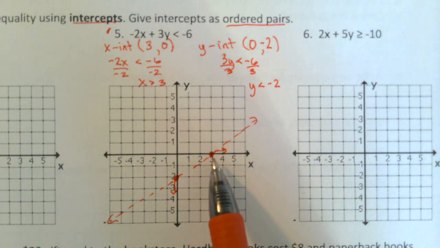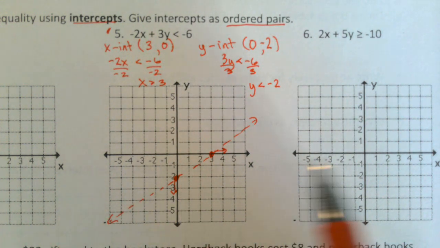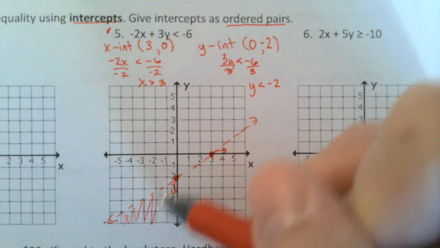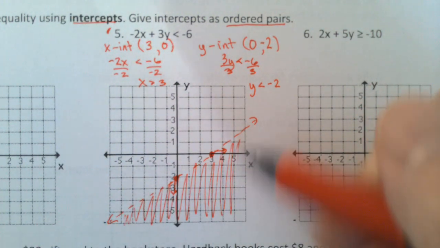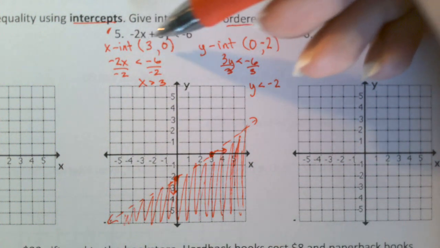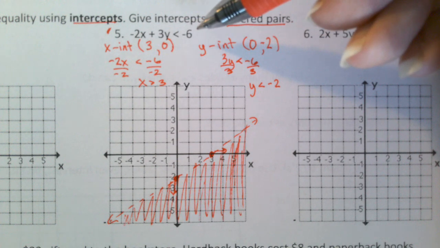And if I look at my x individually, my y individually, do you see that both of them say to shade over here? So this would be my shaded region. Okay, now, you can't look at this and say, oh, the inequality is less than negative 6.